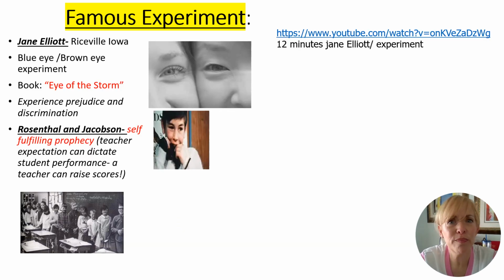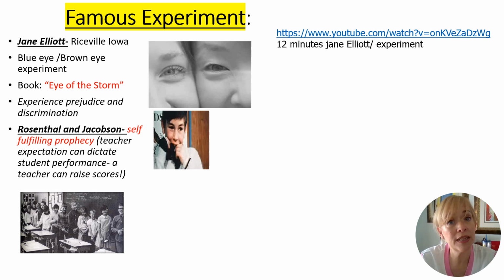Have you ever heard of the blue eye, brown eye experiment? It was conducted many years ago. It's a famous experiment done by a 3rd grade teacher named Jane Elliott in Riceville, Iowa. And what she did was she divided her class and she told everybody, okay, we're going to do this game like an experiment. They were like, yay! They had no idea what was coming. And she had one group be on top and then one group be on bottom. And she did it based on eye color.